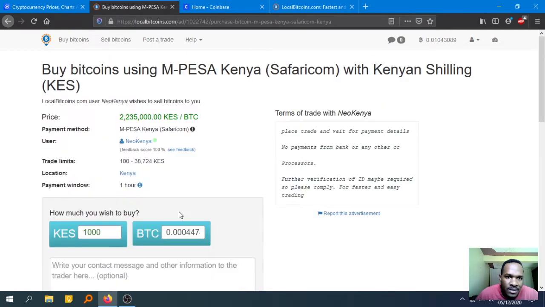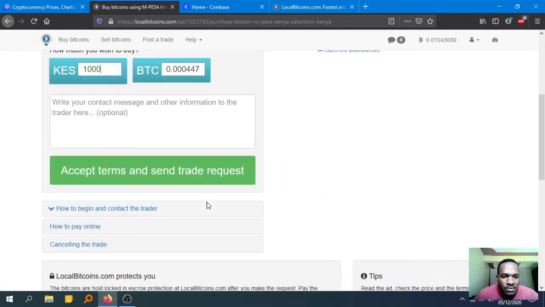Very easy. Make sure you have the money ready so that you can purchase the bitcoins, the money in your MPesa, so that you can purchase the bitcoin. So I'm going to click on accept and send trade request.